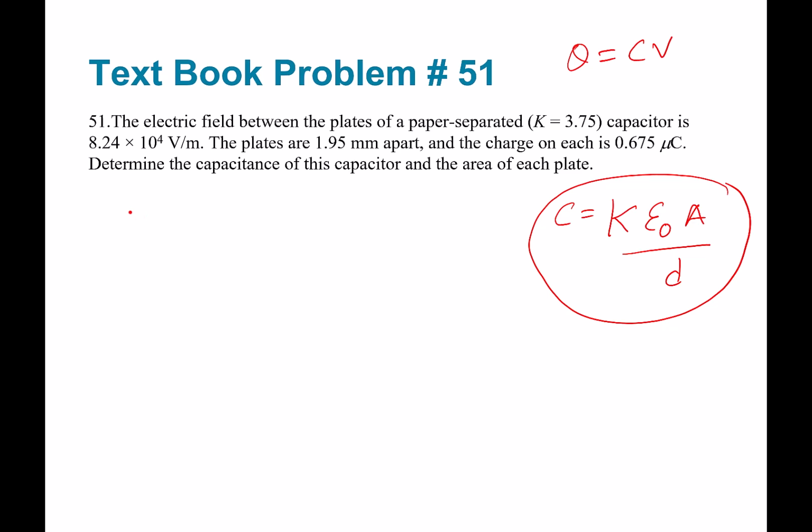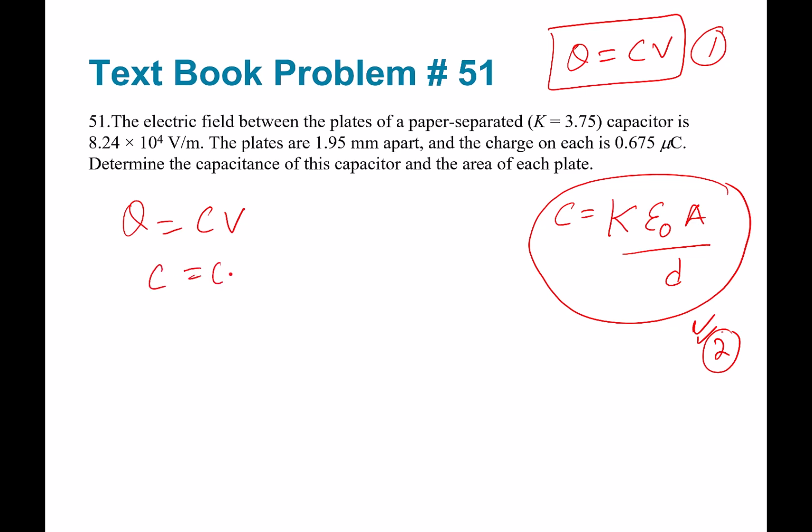First let's find the capacitance with the help of Q = CV. Once we have the capacitance from this formula, we can then go ahead and find the area with the help of the other equation. So with the combination of equation 1 and equation 2, we'll be able to get both the variables. So C = Q over V, and Q is 0.675 times 10 to the power of minus 6. Microcoulombs is 10 to the power of minus 6.